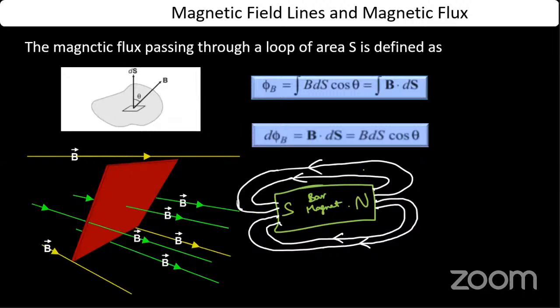Outside the magnet, it's from north pole to south pole. Similarly, inside the magnet, it is south pole to north pole. Inside the magnet, there exist magnetic field lines which are moving from south pole to north pole. But outside the magnet, it's north to south. So this is one of the ways to get the magnetic field lines.